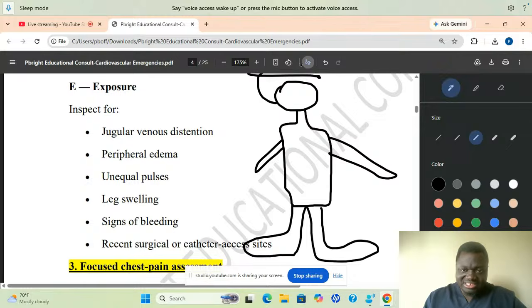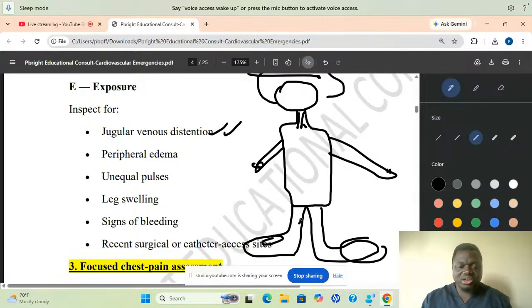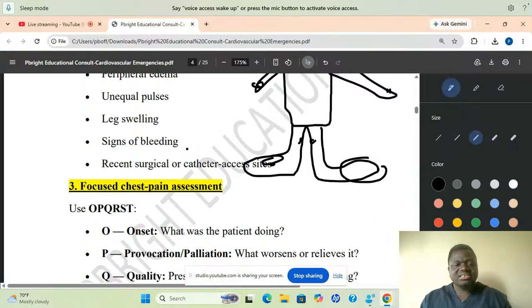You check the head. Are there any injuries, crash injuries? Is there any cut and all those stuffs? You check the face. Is everything fine? You come to the neck. What are the jugular veins saying? Are they distended or flat? You check for edema of the pedals. So you do head to toe: unequal pulses, here or the groin, or the pedal pulses, you check. Then you check for leg swelling and signs of any bleeding.